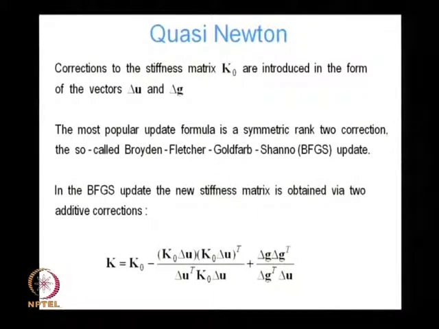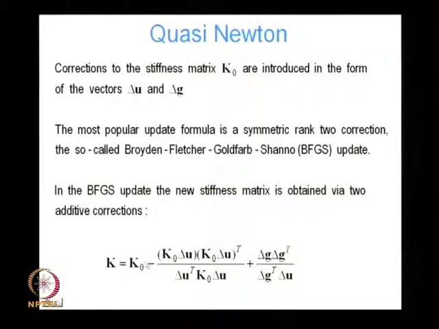So, corrections to the stiffness matrix k0 are introduced in the form of the vectors delta u and delta g. These are the things that I know, right, delta u and delta g. So, if I have to construct corrections to k0, I have to use that known information. The most popular update formula is a symmetric rank 2 correction, the so called Broyden, Fletcher, Goldfarb, Shanno update, which is popularly known as the BFGS update.